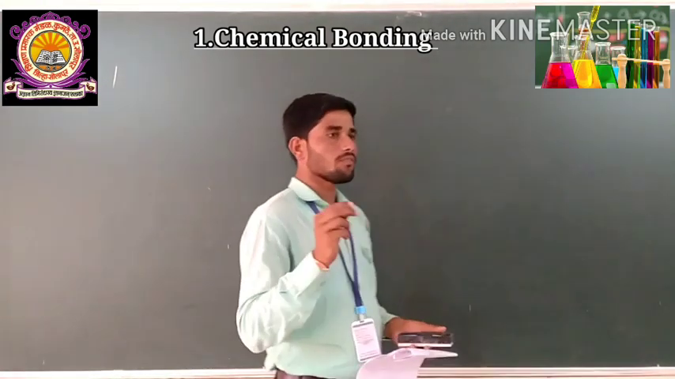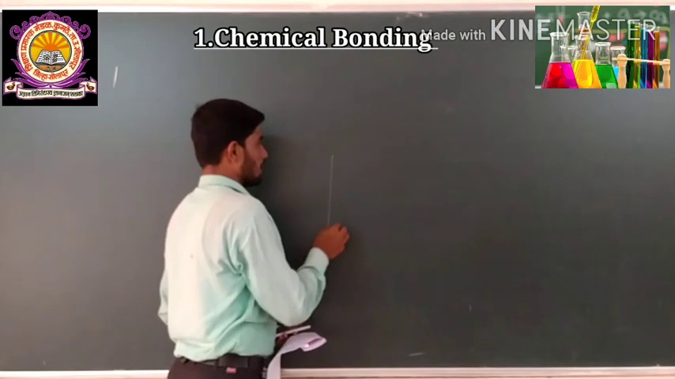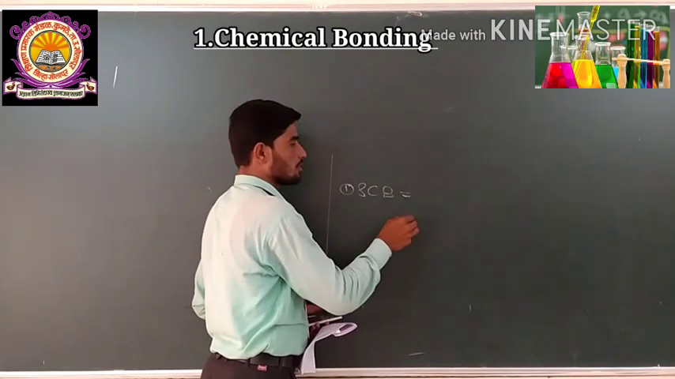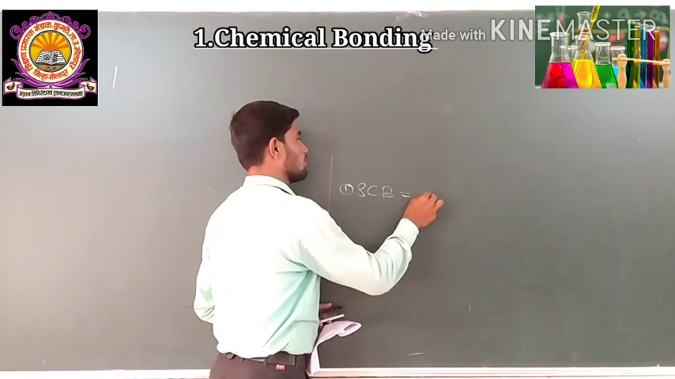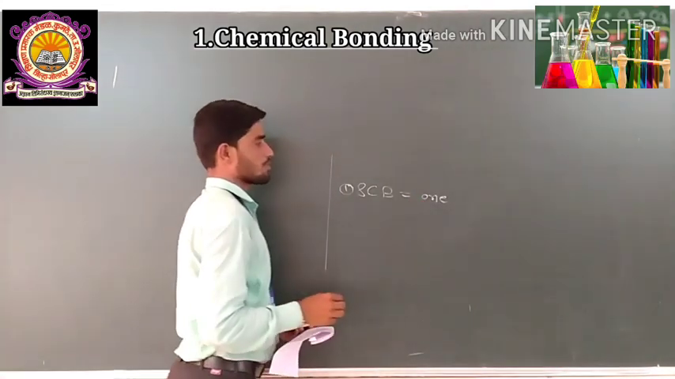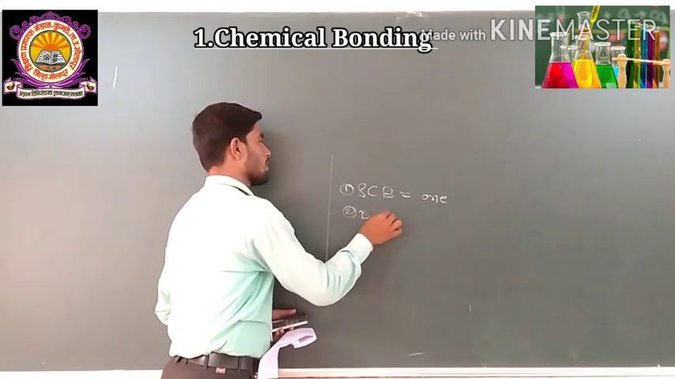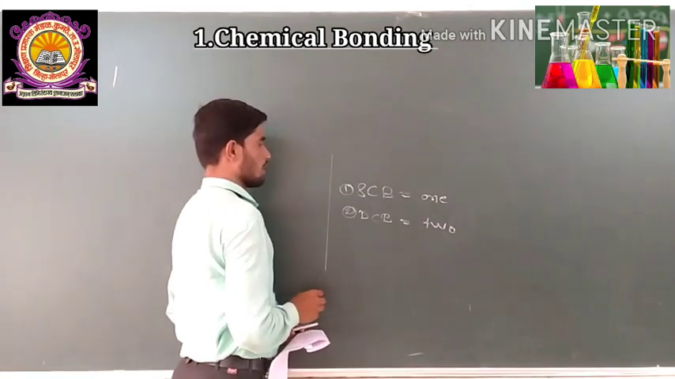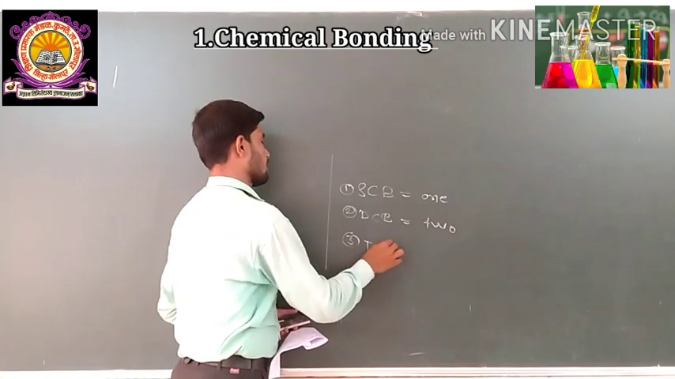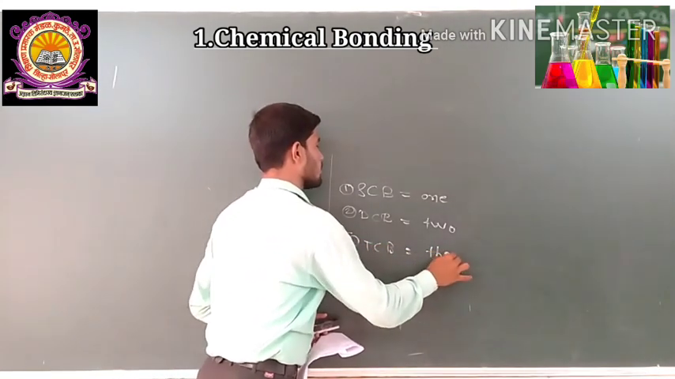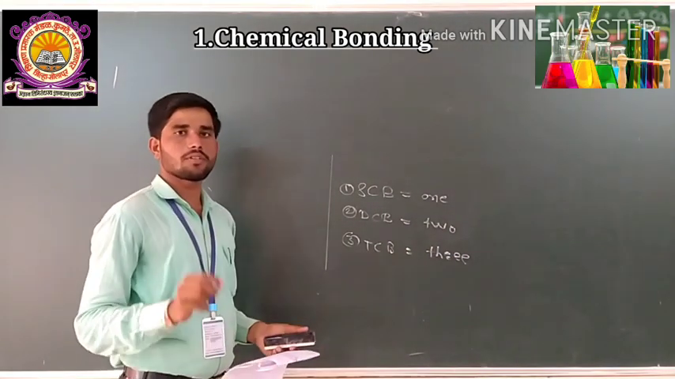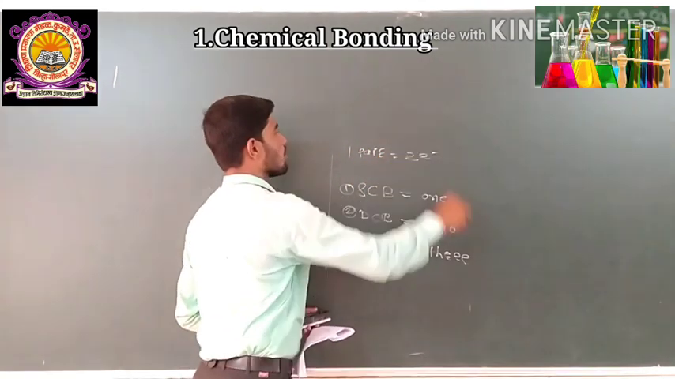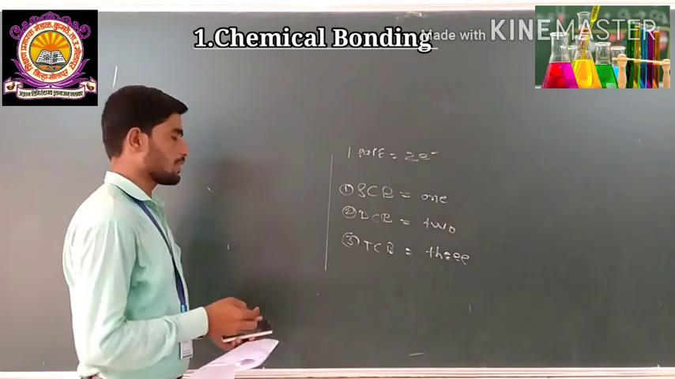Before starting, we need some basic knowledge. At first, a single covalent bond is formed due to the sharing of one pair of electrons. Second, a double covalent bond is formed by sharing of two pairs of electrons, and a triple covalent bond is formed by sharing of three pairs of electrons. And we are going to clear the concept: one pair is nothing but two electrons.